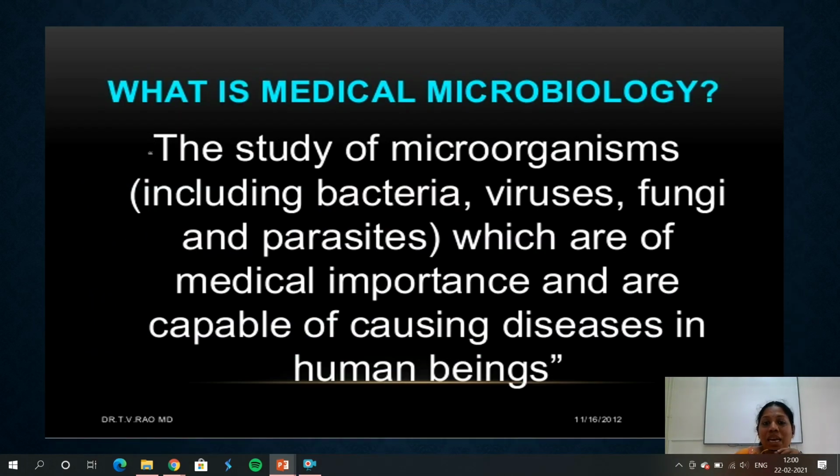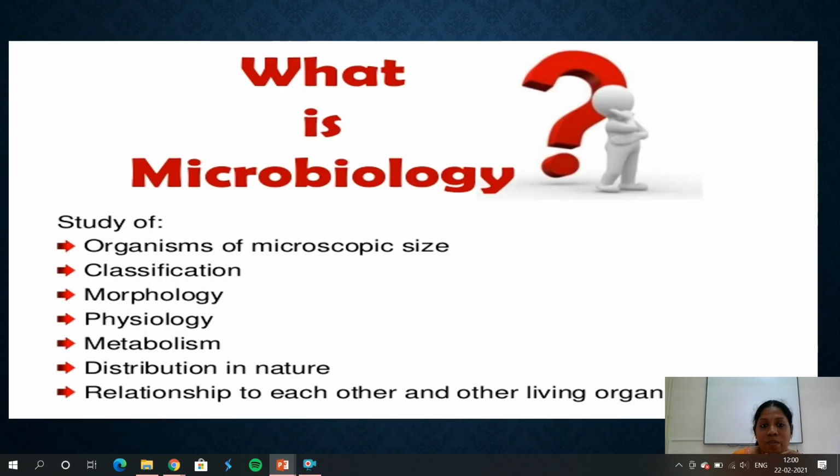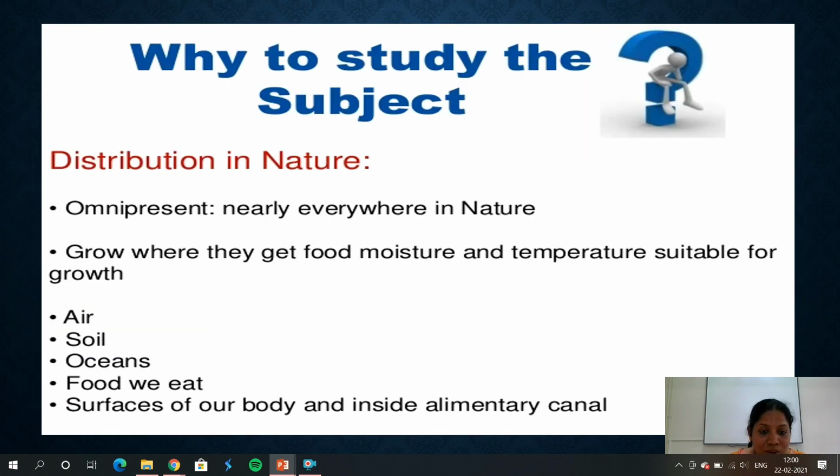Now what is medical microbiology? The study of microbiology including bacteria, viruses, fungi and parasites, which are of medical importance and are capable of causing diseases in human beings. What is microbiology? It is the study of organisms of microscopic size, which we have to use a microscope to see. Classification, morphology, physiology, metabolism, distribution in nature, relationship to each other and other organisms.